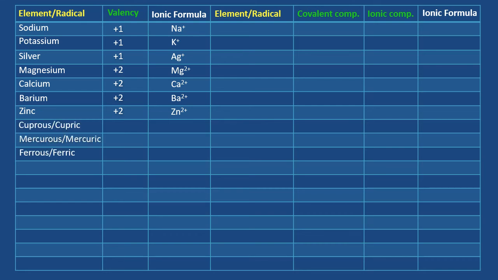Copper, mercury, and iron show variable valencies. Copper has valencies +1 and +2, and these are called cuprous and cupric ions respectively. Mercury also has valencies +1 and +2, and these ions are called mercurous and mercuric respectively. Now iron shows valencies +2 and +3. So Fe2+ is called ferrous ion, and Fe3+ the ferric ion.